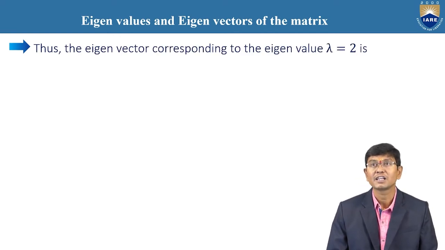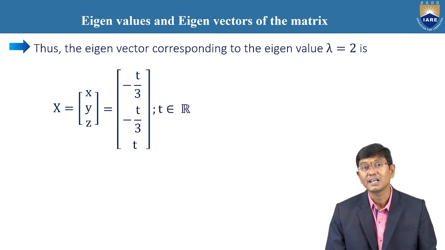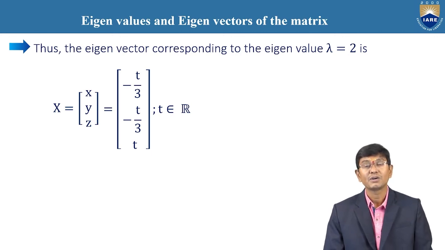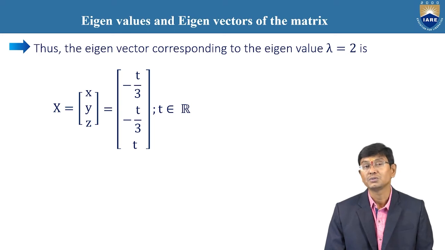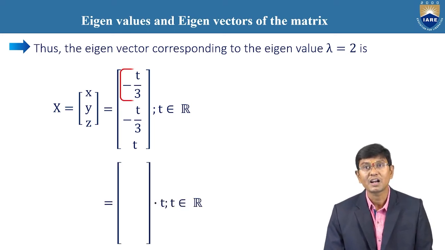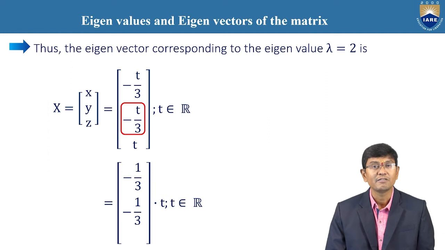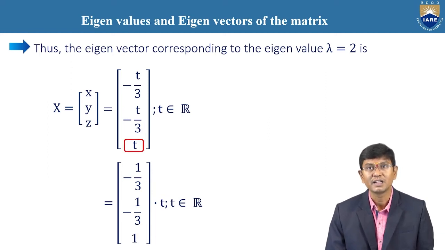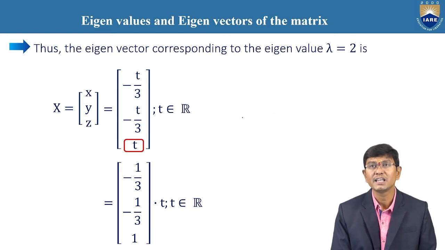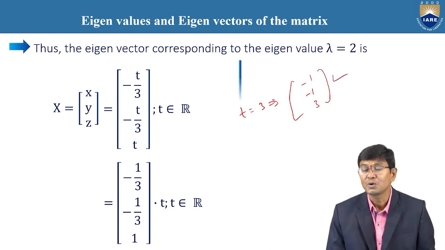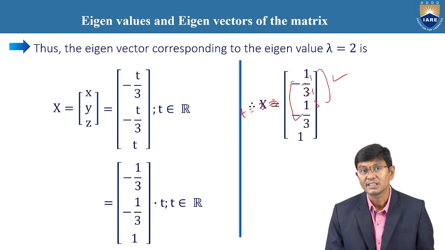Thus the eigenvectors corresponding to the eigenvalue lambda is equal to 2 are X is equal to x, y, z, where x is minus t by 3, y is equal to minus t by 3, and z is equal to t, for all values of t belongs to R. For example, if t is equal to 1, we obtain minus 1 by 3, y is also minus 1 by 3, and z is equal to 1. For example, if we substitute t is equal to 3, we obtain minus 1, minus 1 and 3, which is also one of the eigenvectors corresponding to lambda is equal to 2, depending upon the t value.